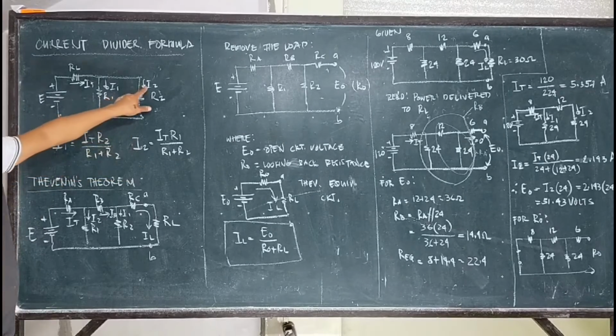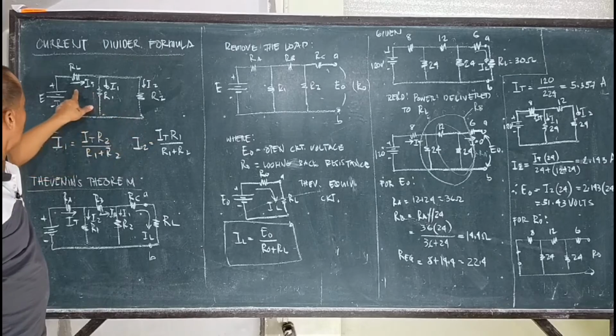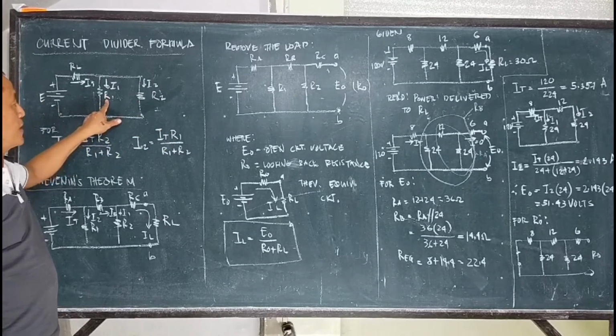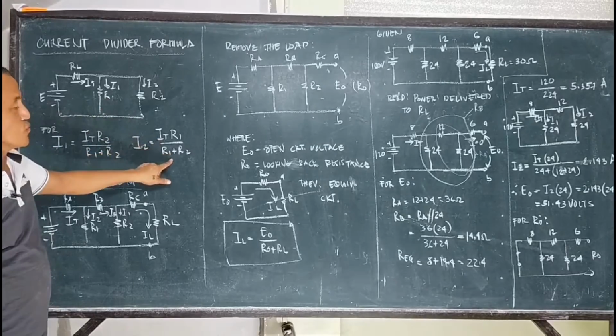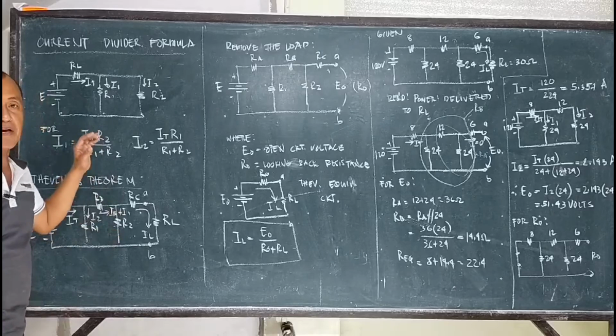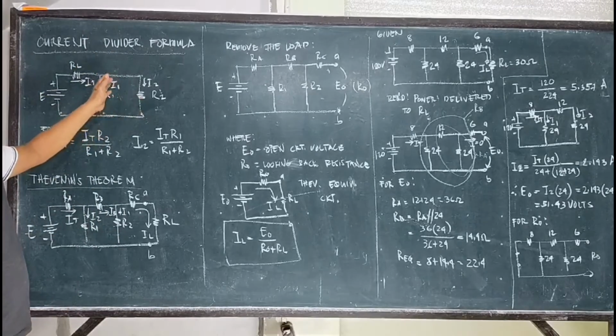The current I sub 2 states that this is equal to the total current multiplied with the resistance on the opposite branch divided by the sum of the two connecting resistors, or the parallel resistors. That is the application of the current divider formula, solving for the branching currents.